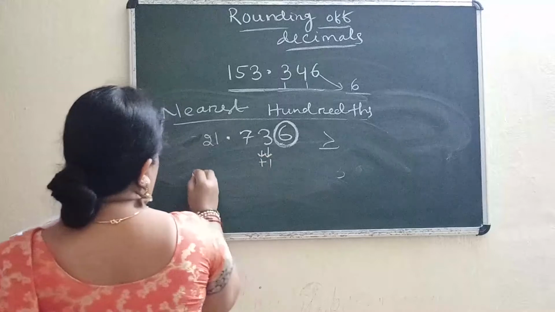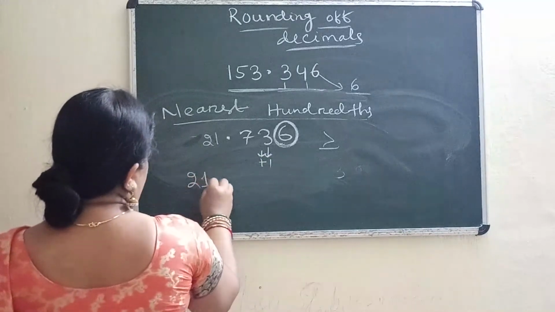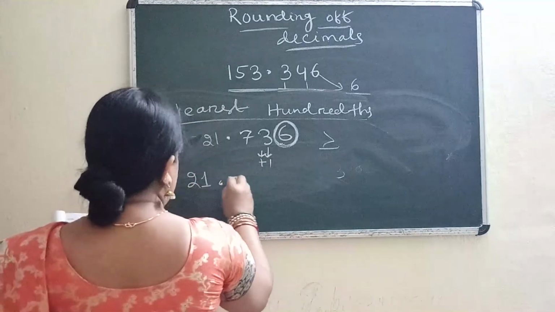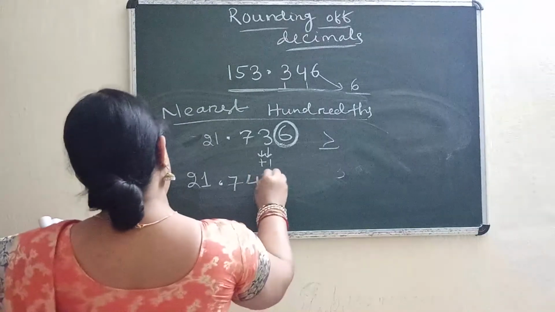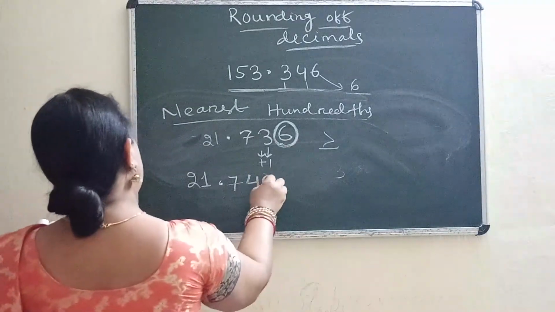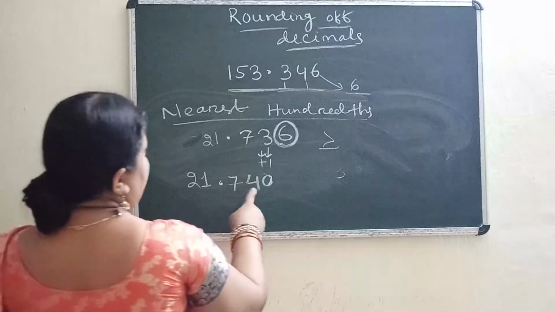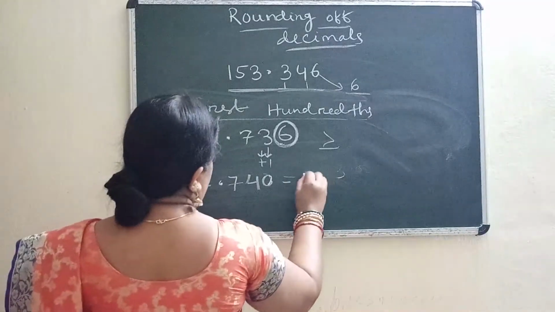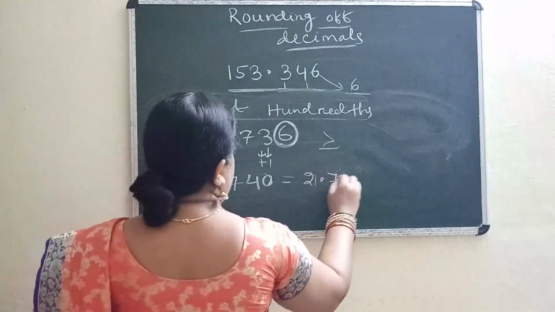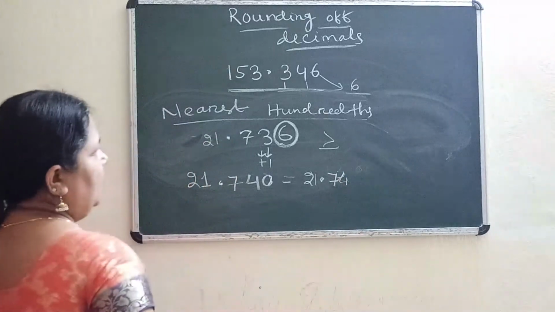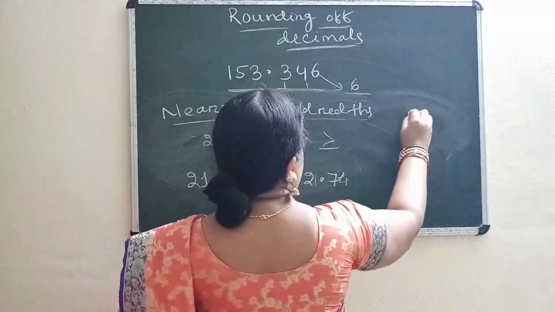Okay, plus 1. Then our required number will be 21.74 and this place will be replaced with 0, 21.740, or you can write 21.74, right?